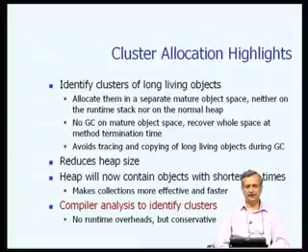Then allocating such long living objects in mature object space also reduces the heap time. So, the heap will now contain objects with shorter lifetimes and makes collections even more effective and faster. So, since short lifetime objects are now on the heap, garbage collection now takes much lesser time. Compiler analysis to identify clusters has no runtime overheads, but it is conservative.